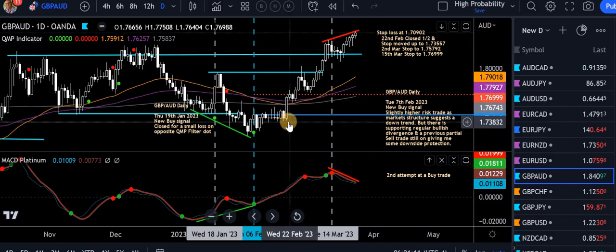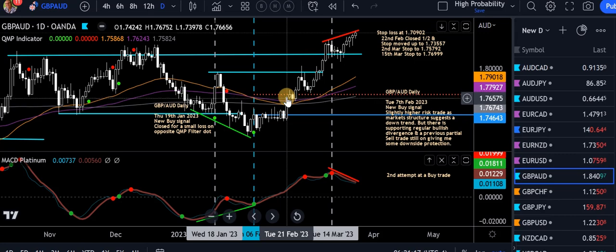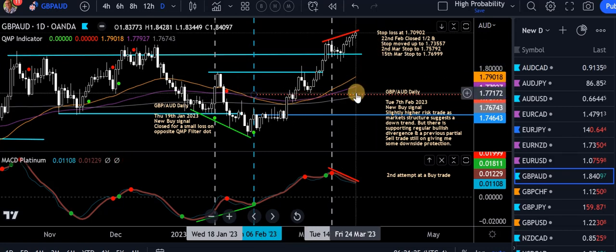So let's have a look. Hopefully it's in here somewhere. Yep, so up here, MACD platinum through the zero level. Had this big bullish candle once we went sideways for a week or two, closed half, and I've slowly moved my stop up. 15th of March, stops up there.